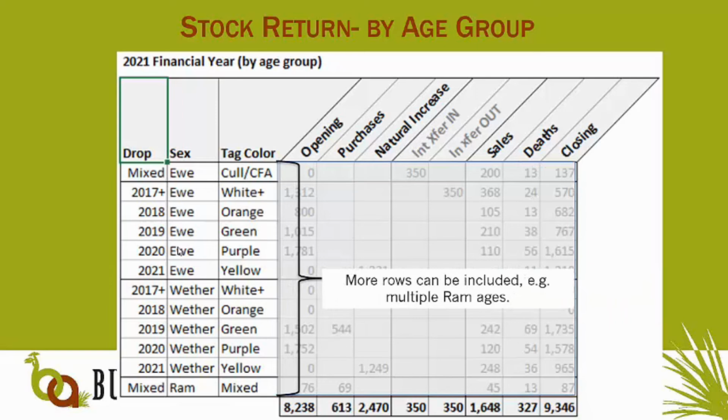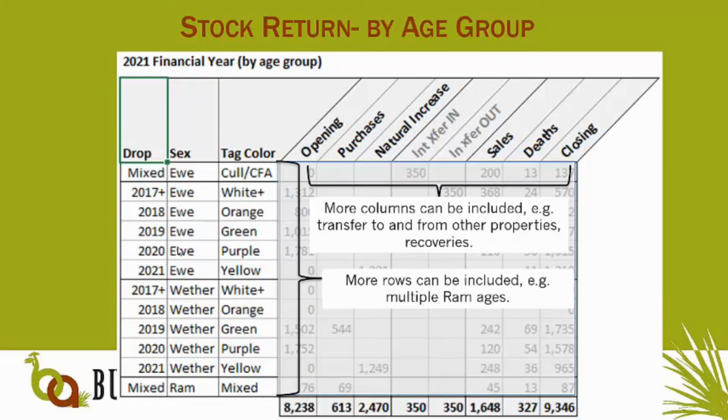This is an example template. More rows can be included. If you've got that age profile you use for older age groups, include them. If you breed some rams and you want to have more rows for rams, then that can be easily included as well. You can have more columns. For example, if you've got a couple of properties and you're transferring stock from one to the other, that can be transfer to property and transfer from other property included there. And recoveries. We wrote off animals last year and they've come back in. They can be included. It's got to be used sparingly, but they can be modified in that way.